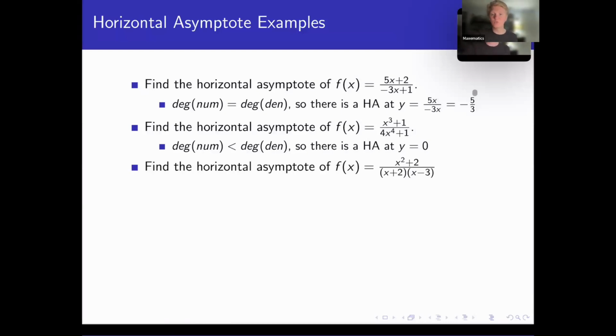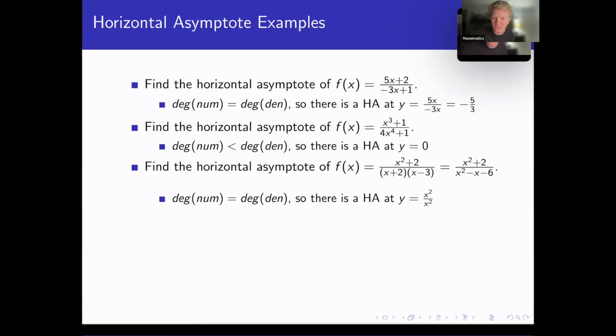All right, (x squared plus 2) over (x plus 2)(x minus 3). Well, let's FOIL out the denominator. And now you see degree 2 in the numerator, degree 2 in the denominator. So take those leading terms and divide them. X squared divided by x squared is just 1.